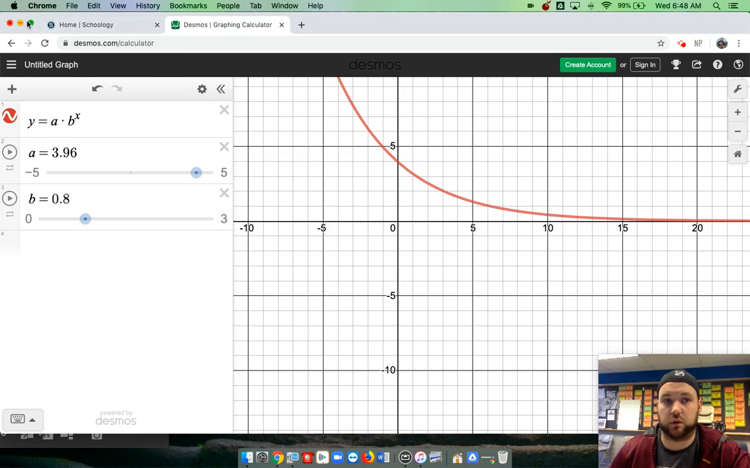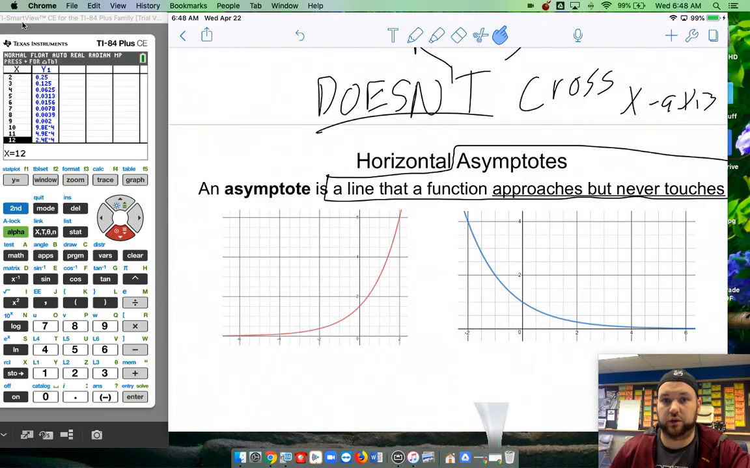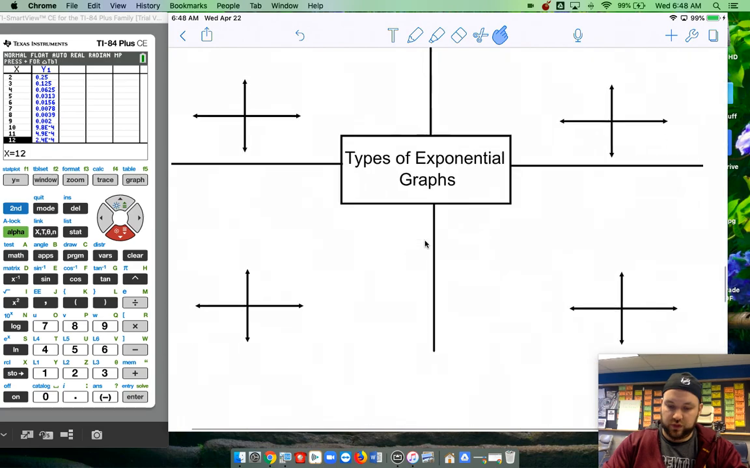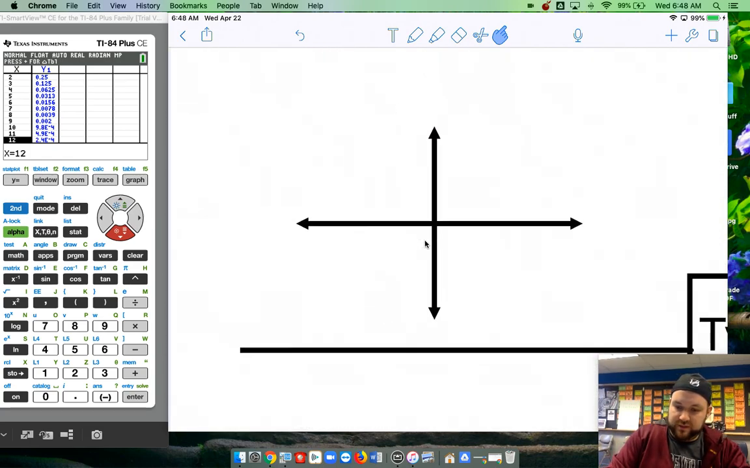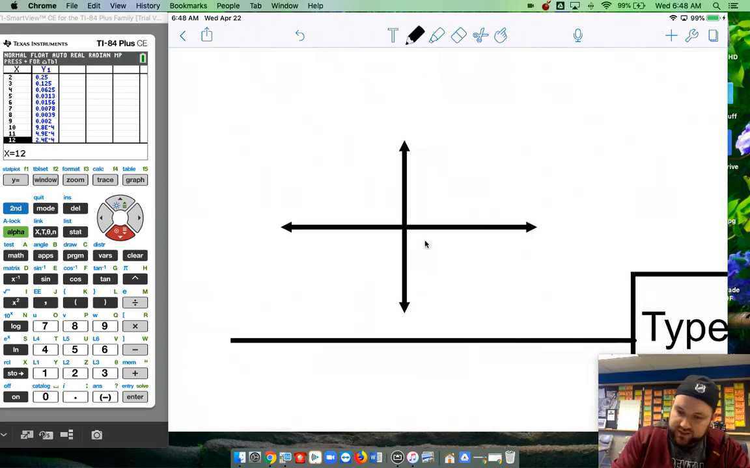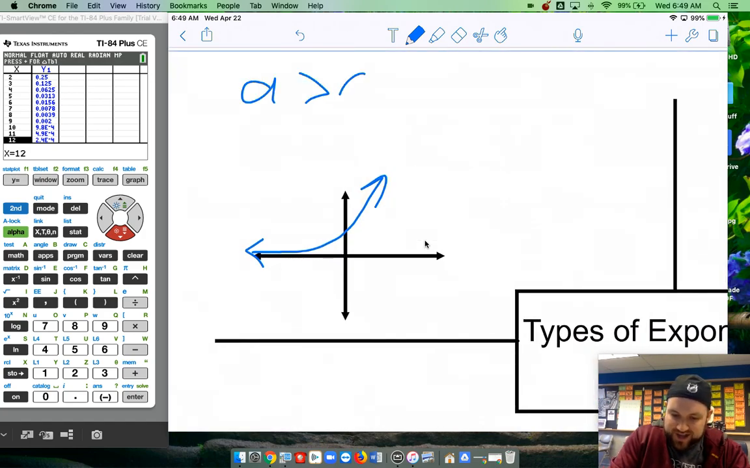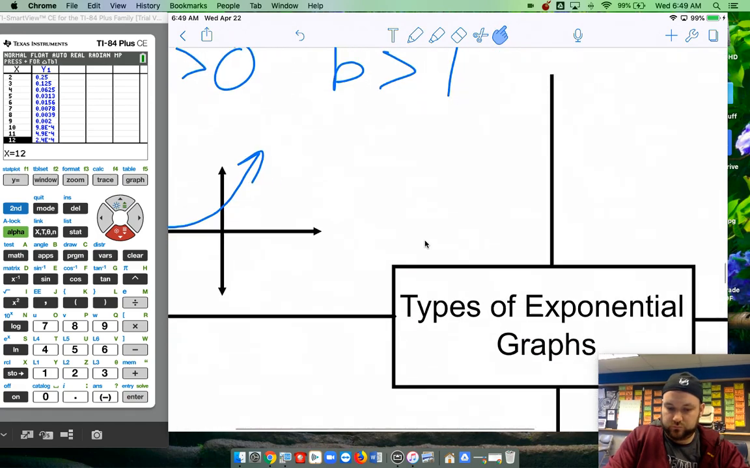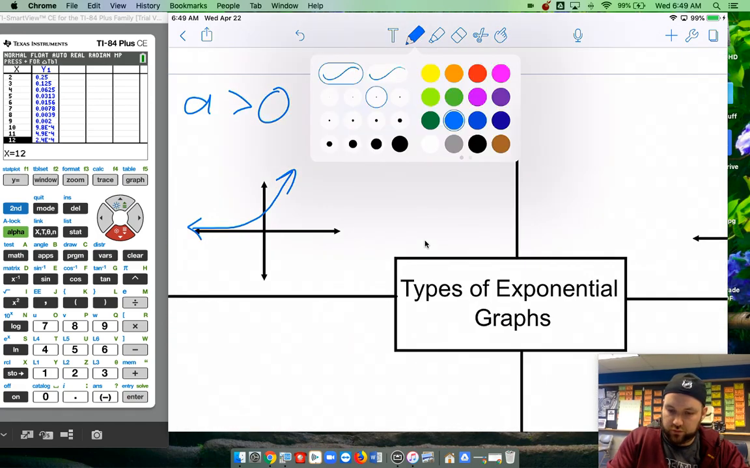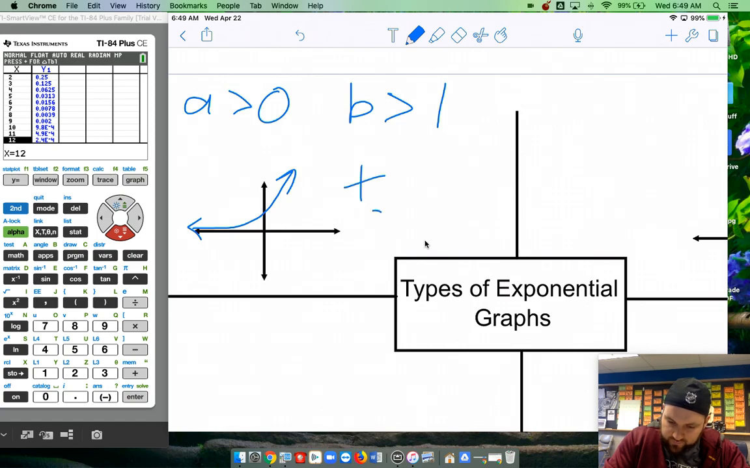We're going to summarize that real quick, but it's all about the A and B value. Okay, so the first type and the most common type that you're going to see is exponential growth. So it starts close to 0 and increases. This occurs if A is positive and B is greater than 1. Okay, that's exponential, that's positive growth.